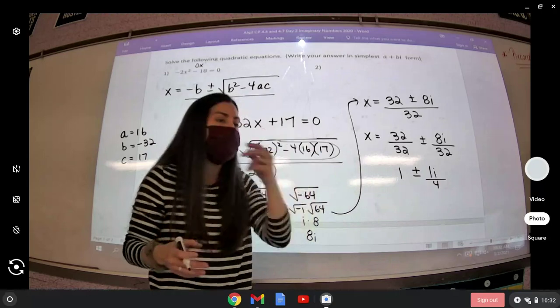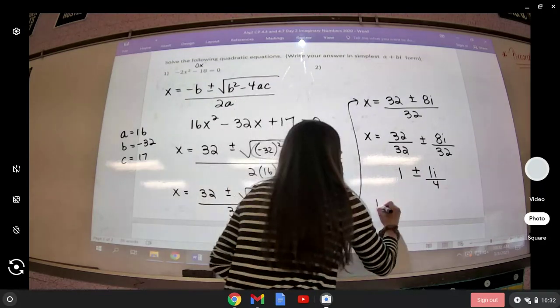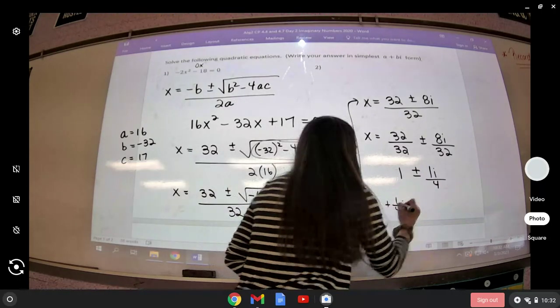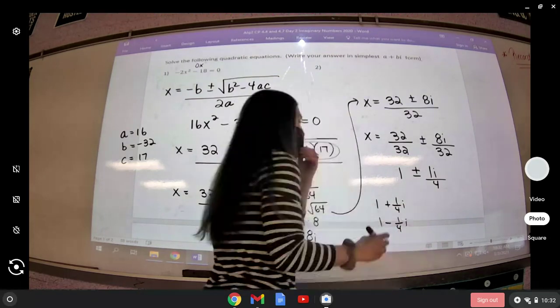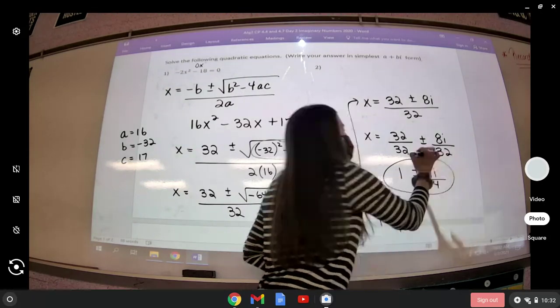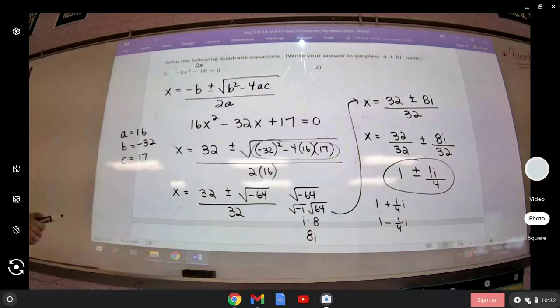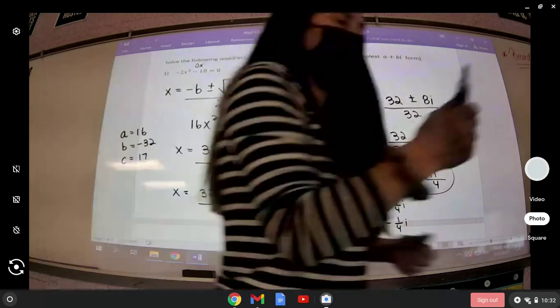It's 2 imaginary numbers. One answer is when I take 1 and add 1/4 i. And the second answer is when I take 1 and subtract 1/4 i. But I would just leave it as the 2 answers in 1. All right, so let's type that into Delta Math and let's see what it looks like.